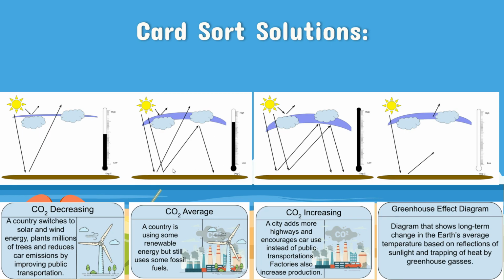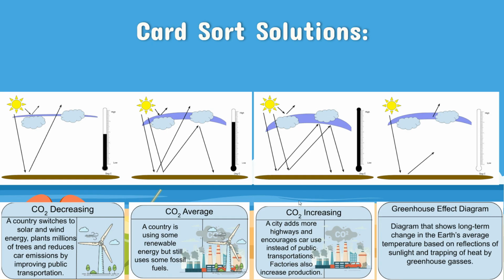This middle one here pairs up with the average CO2. The country is using some renewable energy but still uses some fossil fuels. So some energy is getting reflected out into space, and some of it is getting reflected from the greenhouse gases back to the Earth.